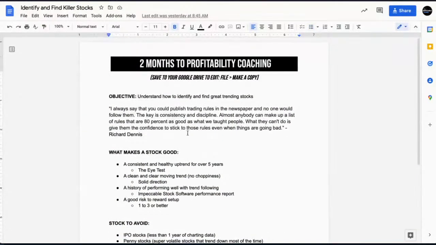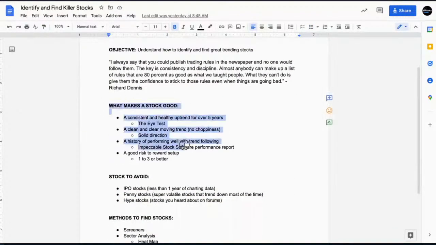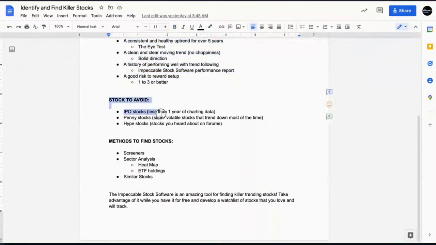Anyways, guys, this is how to identify and find killer stocks. Make sure you understand the criteria of what makes a good stock, and look for this in stocks. Know what stocks to avoid, and also know methods to find stocks.